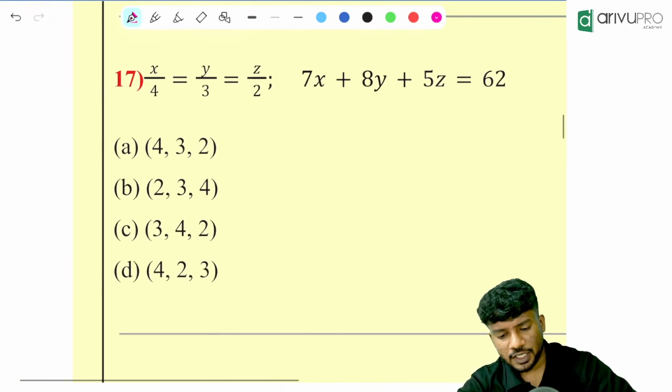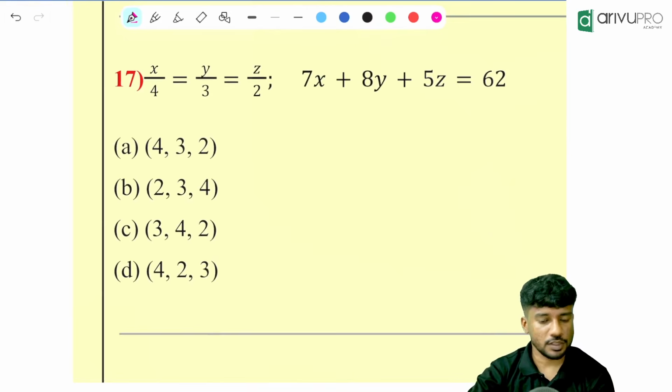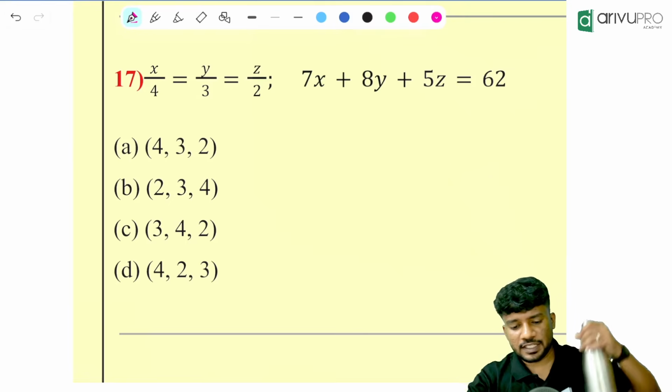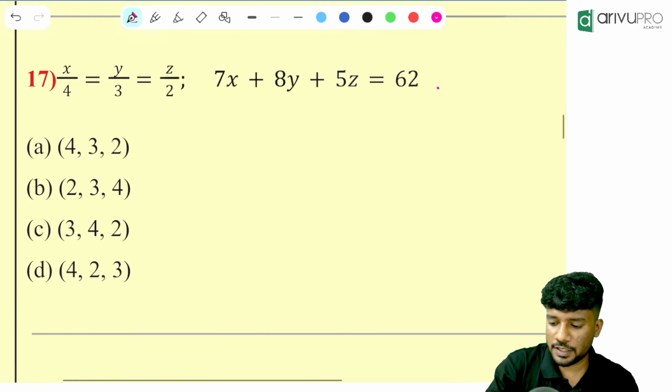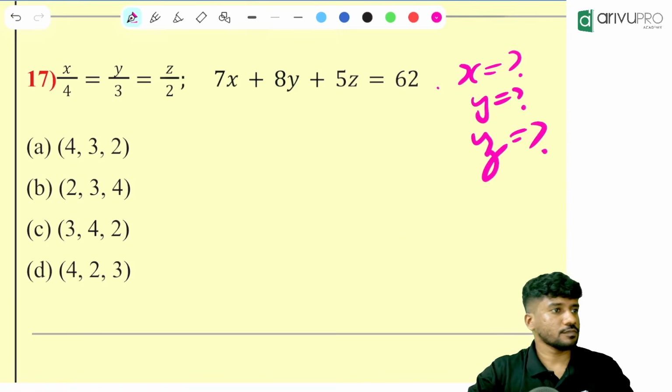First question, look here, try and give the answer. You can do it. Option hitting. We need to find the value of, okay, the question is incomplete. Find x, y and z. Okay, that is the question.